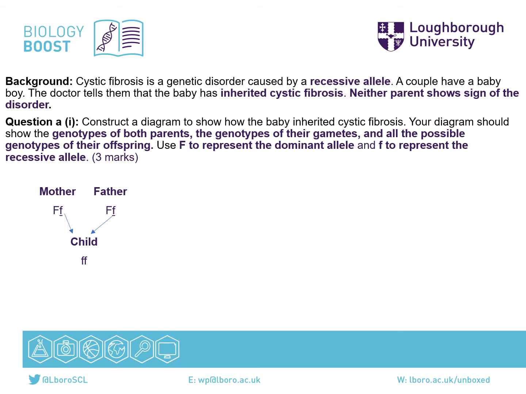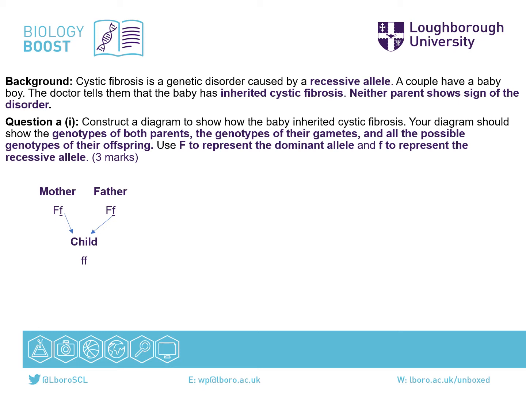The next thing to highlight is that they want you to show the genotypes of both parents, their gametes, and all of the possible genotypes of the offspring. So the genotypes of the gametes are these alleles. The genotype of the gamete of the mother is capital letter F and lowercase f, and of the father is capital letter F and lowercase f. So these are their sex cells, gametes, which they are passing on to the child during fertilisation.